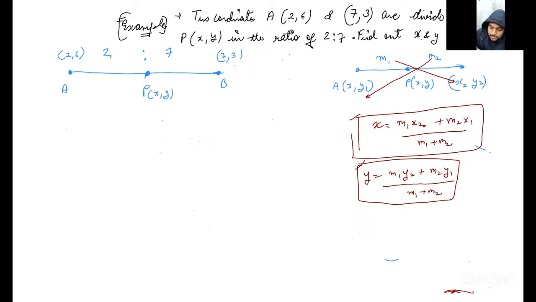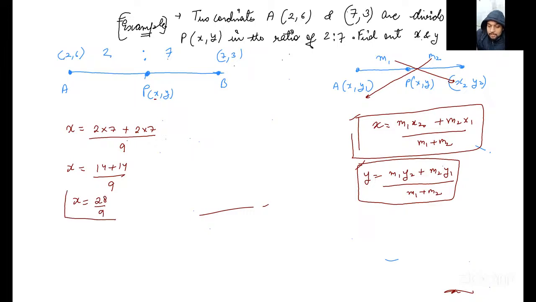For finding the value of x, this 2 will multiply with this 7, making 2 into 7. This 7 will multiply with this 2, making again 2 into 7, upon 2 plus 7, which is 9. So, x is equal to 14 plus 14 upon 9. So, x is equal to 28 by 9. This is the value of x.